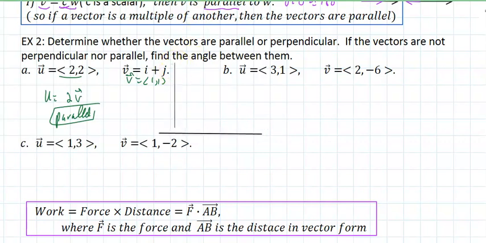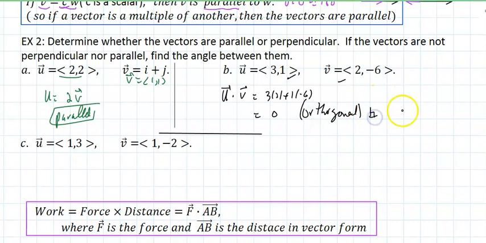How about part B? Well, I already did this. I know they're not multiples of each other, but if I take u dot v, I already did that. That's 3 times 2 plus 1 times negative 6. That is 0. So I know this vector and this vector are orthogonal. Meaning they're perpendicular.